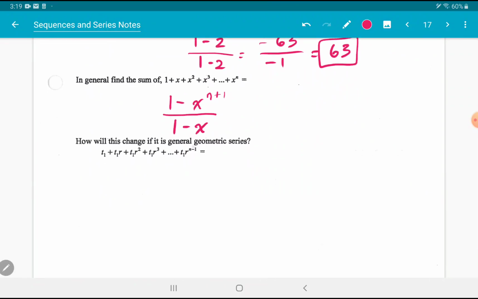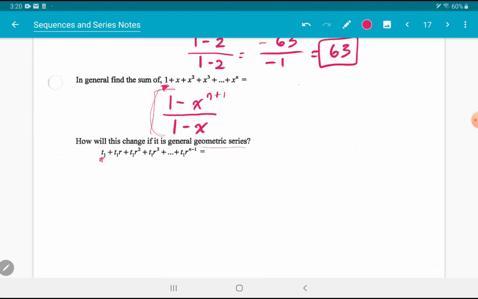Well, keep in mind, in order for it to be a general geometric series, it doesn't always need to start with 1. This is the formula we created in which it always started with 1. Now let's see what happens when you actually have a t sub 1. It can change to whatever you want.